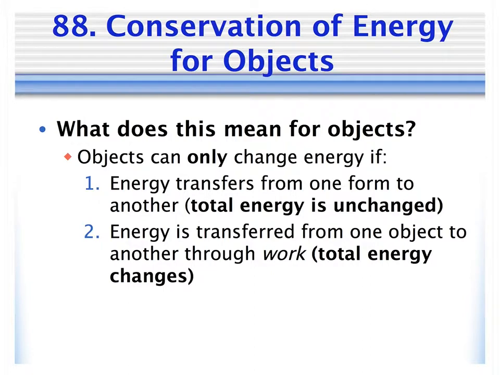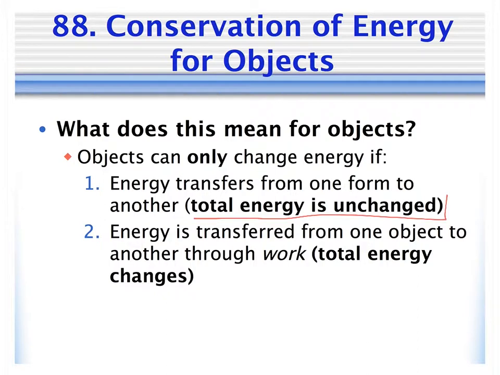Let's talk now about how conservation of energy applies to individual objects, because as we said in the last slide, those objects can gain or lose energy. There are two circumstances when objects would gain or lose energy. The first is energy transfers from one form to another within the object. In this case, total energy is unchanged. This would be your classic example of an object falling, where its gravitational potential energy is becoming kinetic, or something along those lines, where we go from one form of energy to another form.